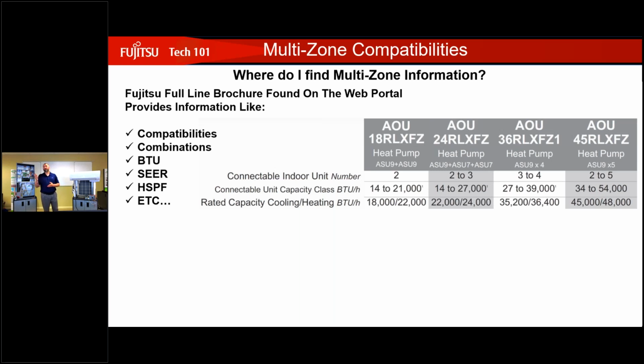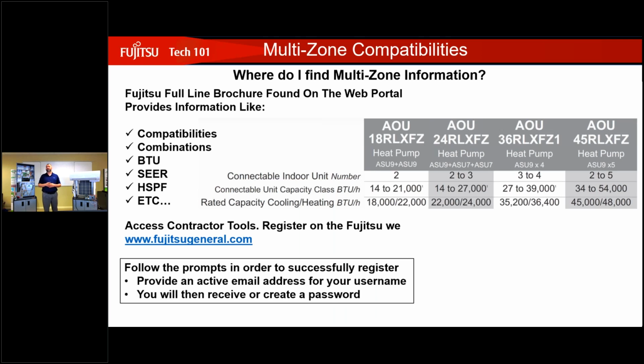Moving on to the 24, you can see we could go up to 27,000 BTUs. On the 36, up to 39,000 BTUs. And on the 45, we could go all the way up to 54,000 BTUs. All right, so very good as far as our connected capacities are concerned.